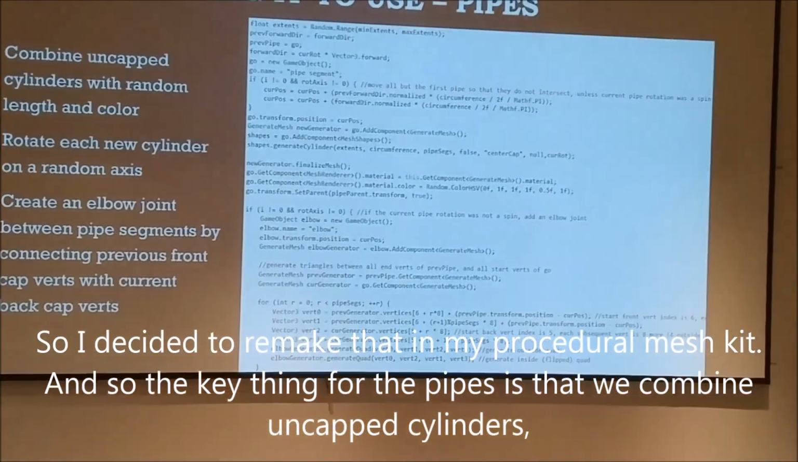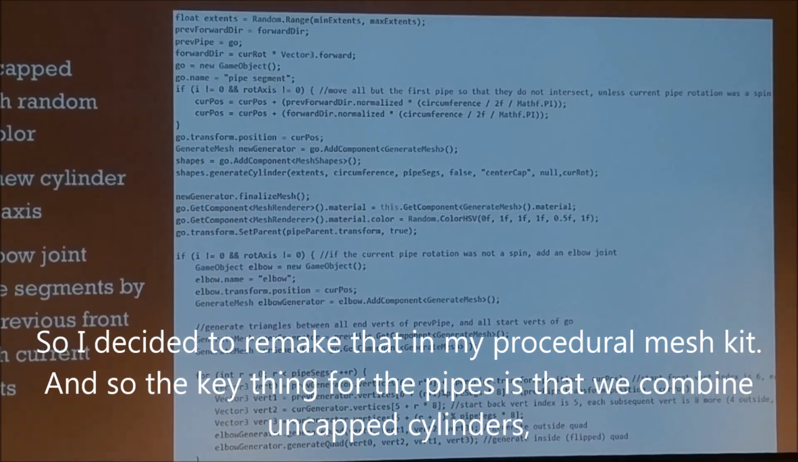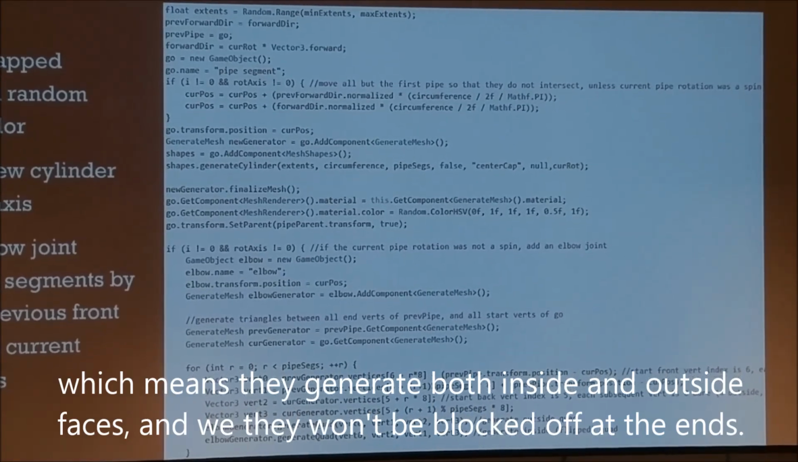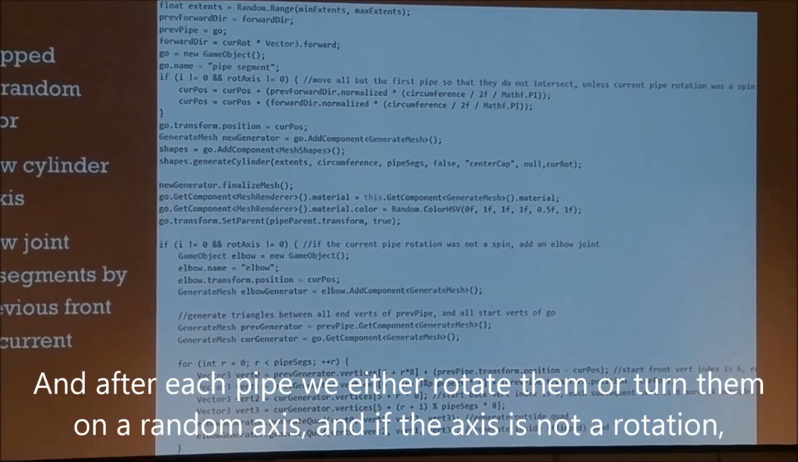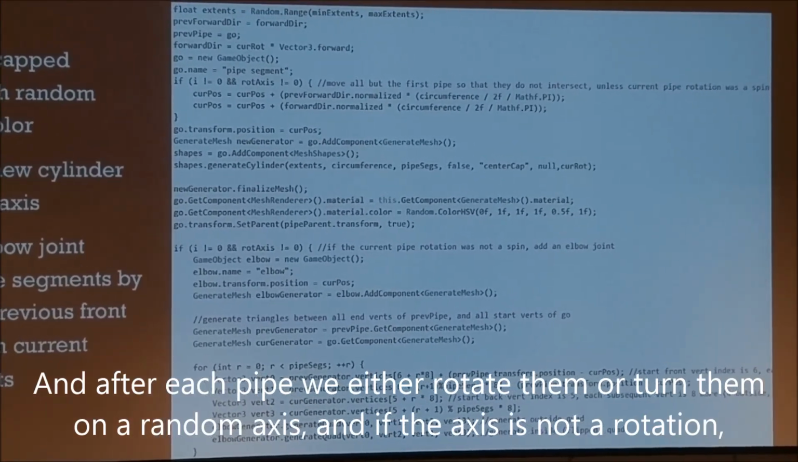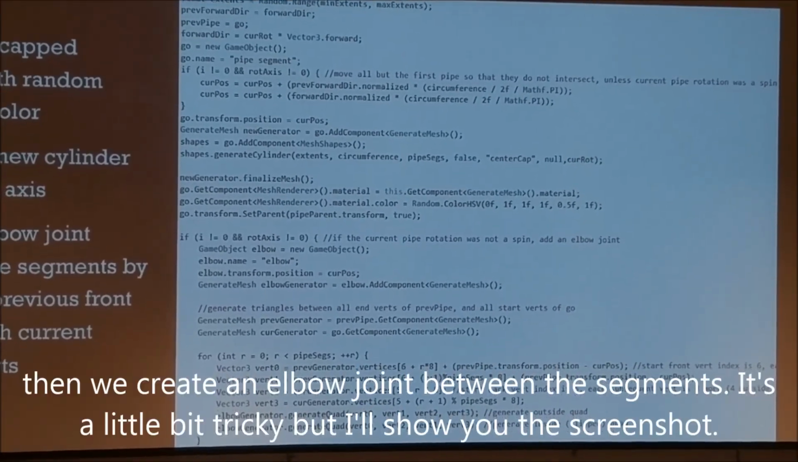The key thing for the pipes is we can combine uncapped cylinders, which means that they will be created with inside and outside faces, and they won't be blocked off on the ends. And randomize the length and the color. And then after each pipe, we can either rotate them or shift them depending on the random axis. And if the axis is a rotation, then we create an elbow joint between the segments.